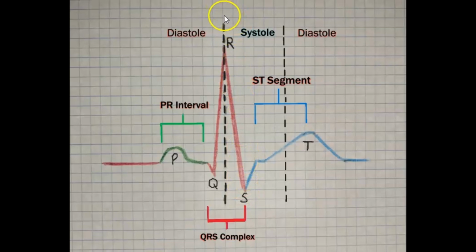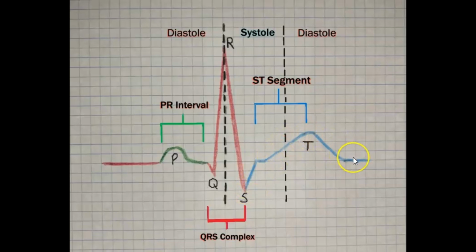Over here is where you'll have the lub sound, and the lub sound corresponds to the closure of the AV valves, which occurs at the peak of the R wave over here. This closure is crucial to prevent blood backflow to the atrium and allows for efficient ejection of blood from the ventricles. And then we have this next section here called the ST segment, which is from here to here. The ST segment is when the ventricles start to repolarize.